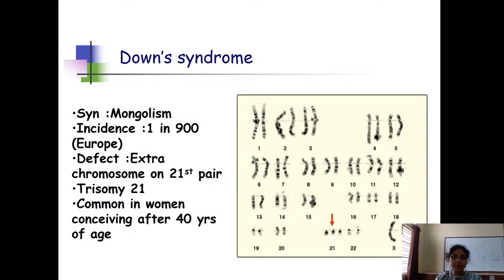The other name for Down syndrome is Mongolism. Incidence is 1 in 900, that is in Europe. The defect seen is an extra chromosome on the 21st pair. This you can see here, extra chromosome on 21st pair. These are common in women conceiving after 40 years of age.